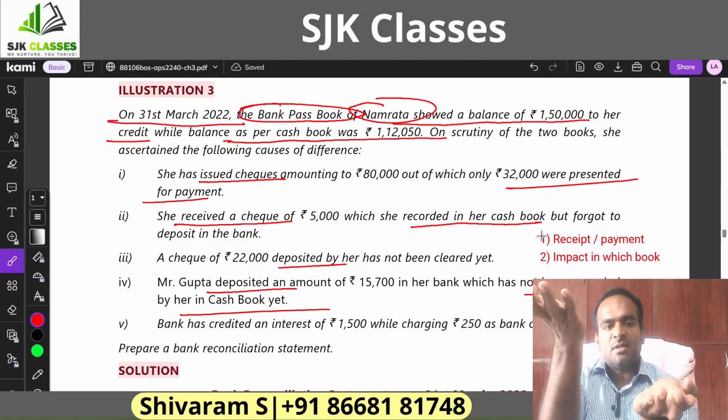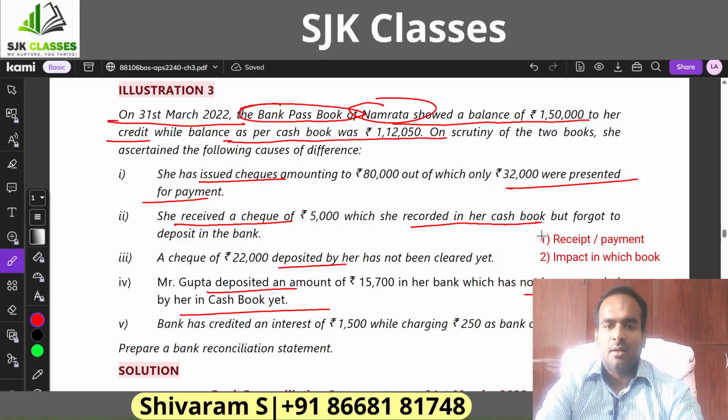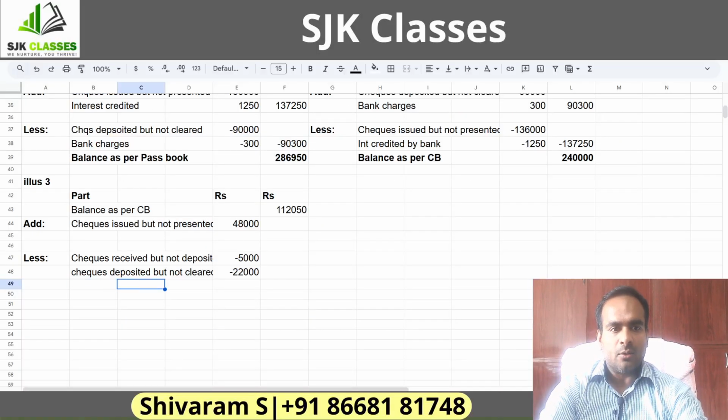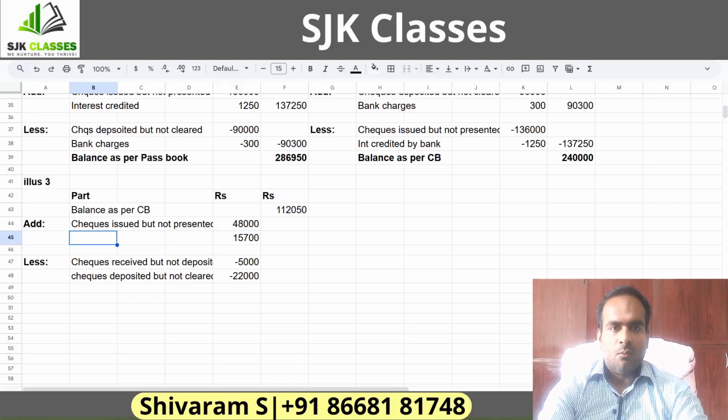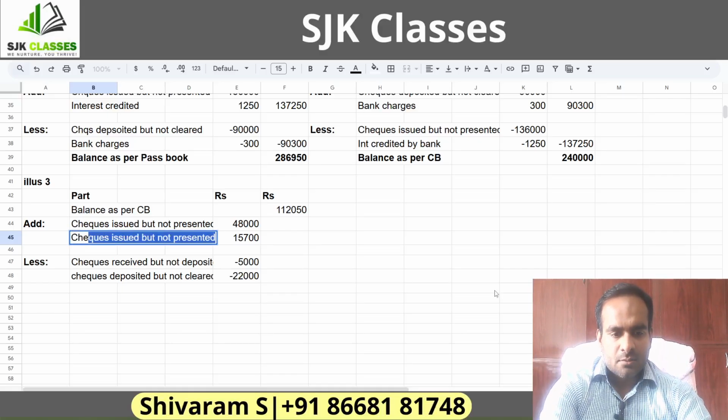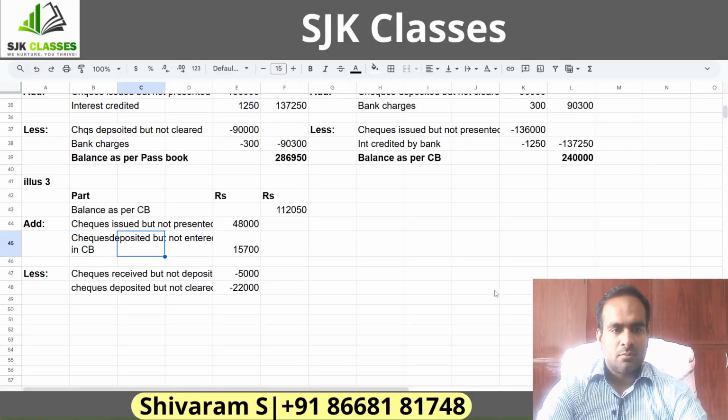So transaction movement is over. You have to do plus minus your left hand. What you should do to match with right hand, you have to increase the left hand. It's a case of addition. So 15,700 will be added now. So in the add column, enter 15,700. What is the point? Just coming from the question. So enter the pointer: checks deposited but not entered in cash book. The amount 15,700 will be added.